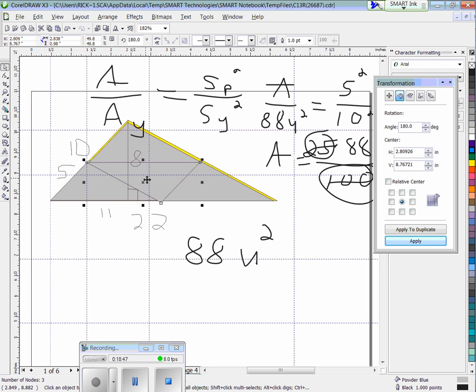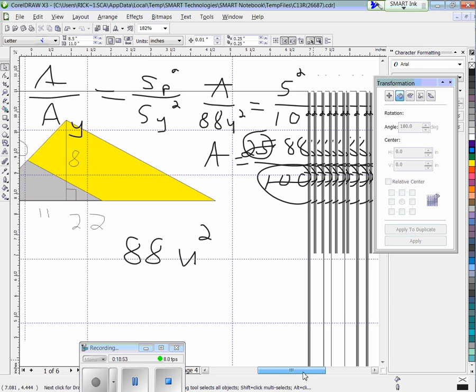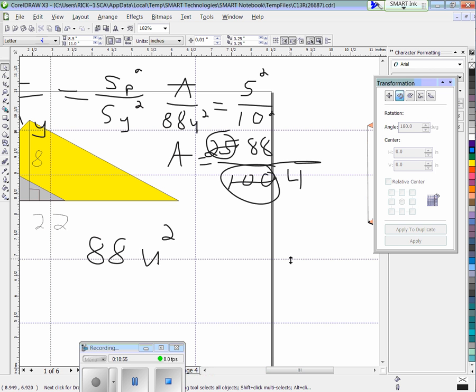And in it goes, and 4 of them, right? And doesn't the formula, in this case, tell us 4? And so 88 divided by 4 is 22 square units. Voila. Isn't that beautiful?